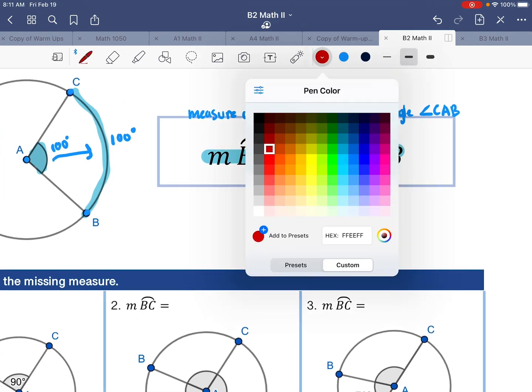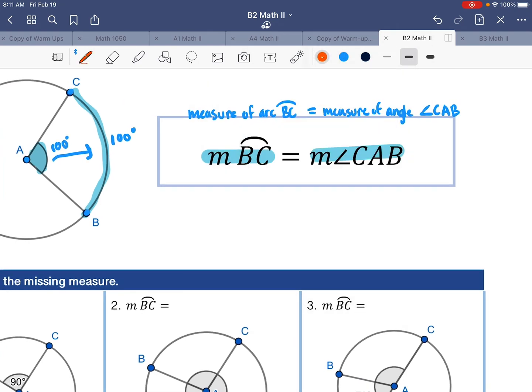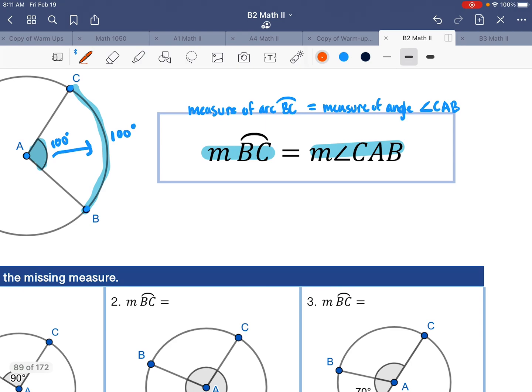Something that will be useful for you to remember is the measure of a whole circle. A full circle is 360 degrees. A half of a circle is 180 degrees. Both of those are useful for us. We'll see why in a second.